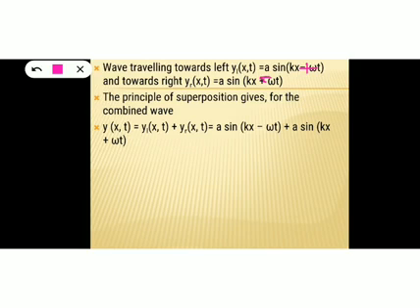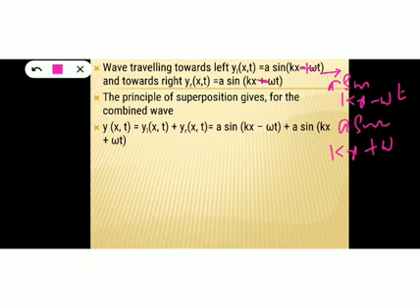Because in the previous slide, that means in the previous session, we had studied that a wave traveling towards the positive x direction is represented by A sin(kx minus omega t). Positive x direction means towards right, and a wave traveling towards the negative x direction can be represented as A sin(kx plus omega t). So negative x direction means the wave is traveling towards left.